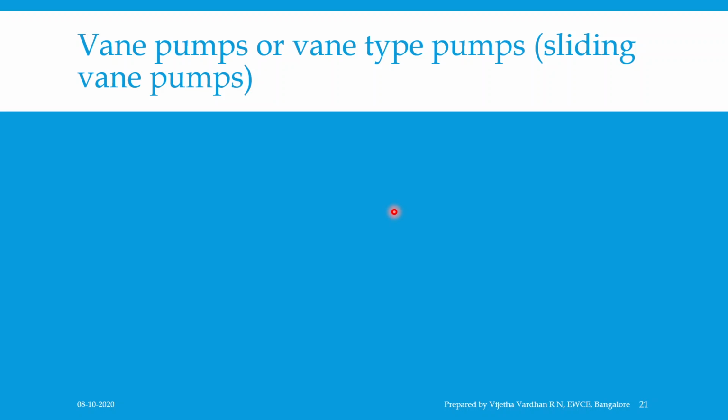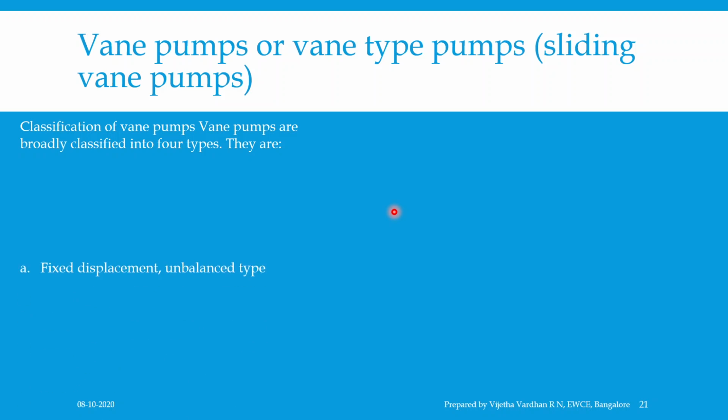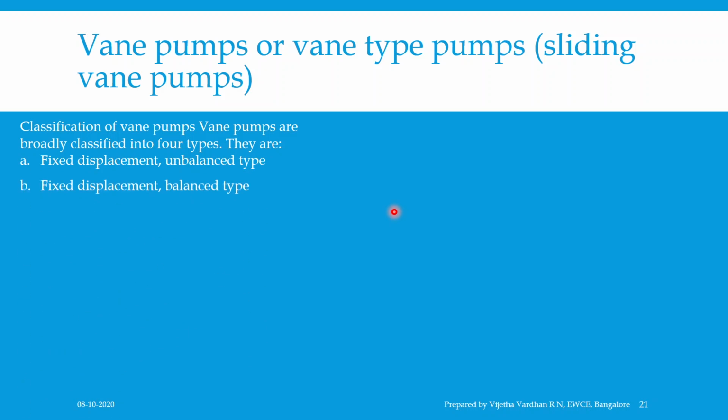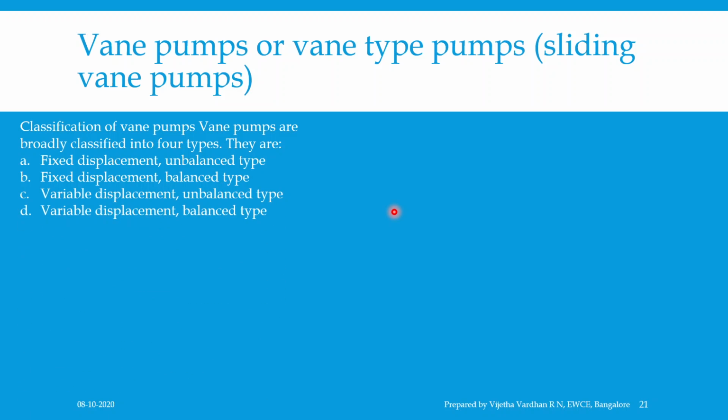Then what are the different classifications of the vane pumps? There are different classifications based on fixed displacement unbalanced type and fixed displacement balanced type. In the same fashion, variable displacement balanced and unbalanced are the subclassifications.